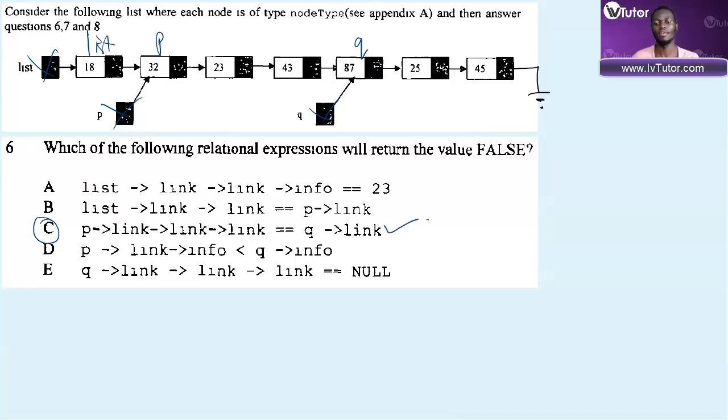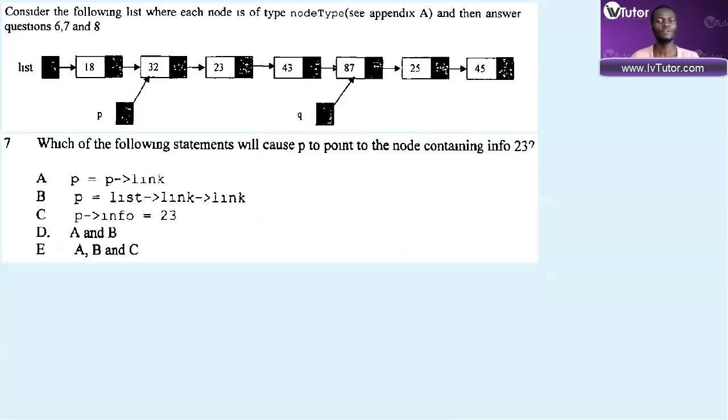All right, next example. Which of the following statements will cause P to point to the node containing info 23? We want P here, right, to point to the node containing info 23. In other words, we want to move P so that it's here, because then P is pointing there according to this sort of way of drawing things, right?